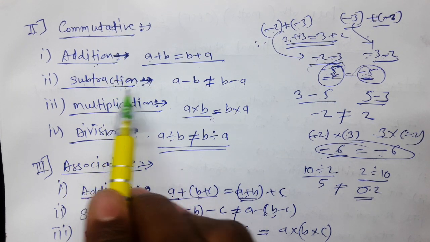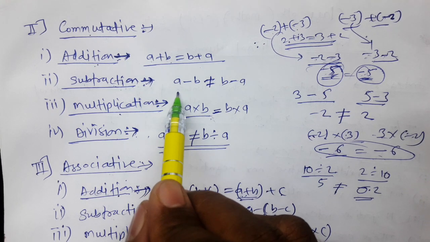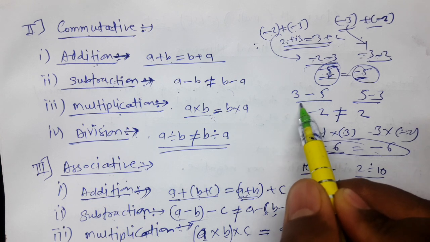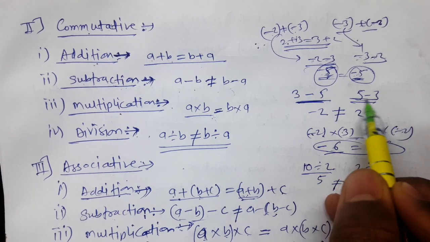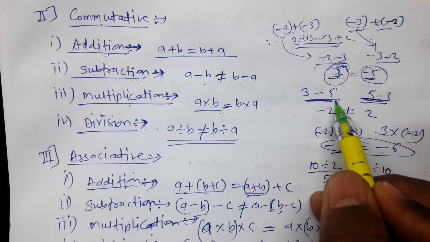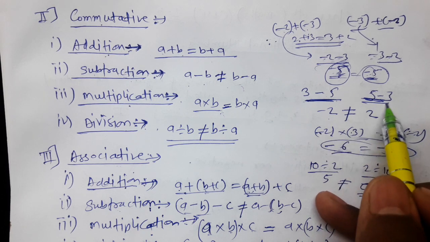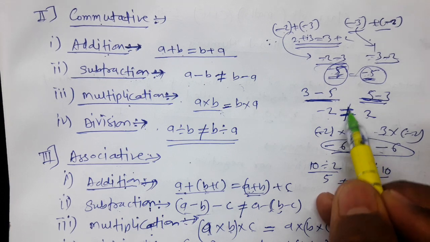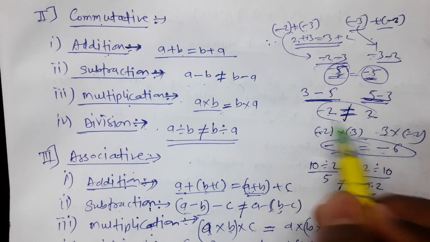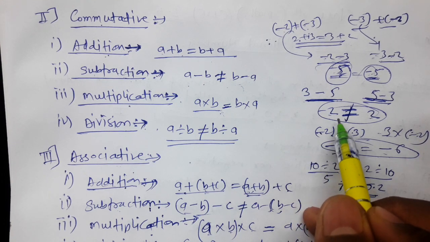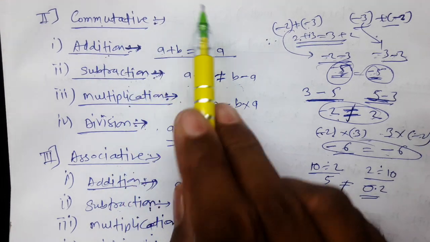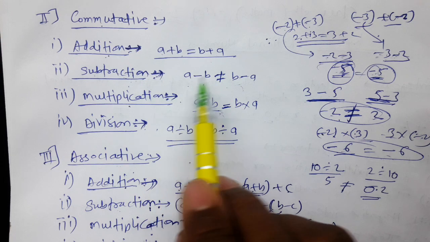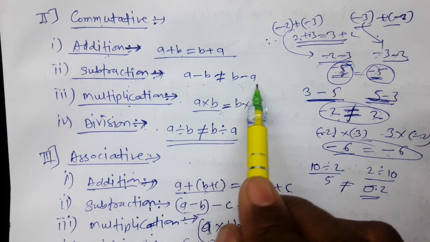While for subtraction, a minus b and b minus a. Here is one example, 3 minus 5 and 5 minus 3. 3 minus 5 is -2 and 5 minus 3 is +2. In both cases the result is different. So -2 is not equal to +2. Hence we can say that subtraction of integers is not commutative. So a minus b is not equal to b minus a.